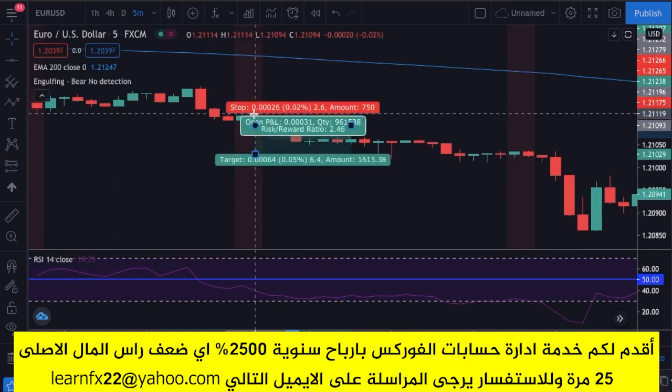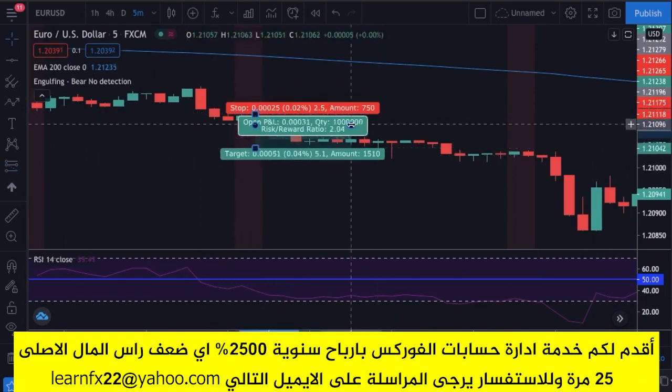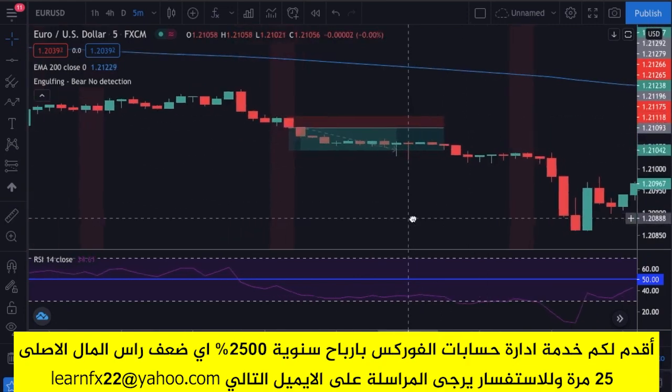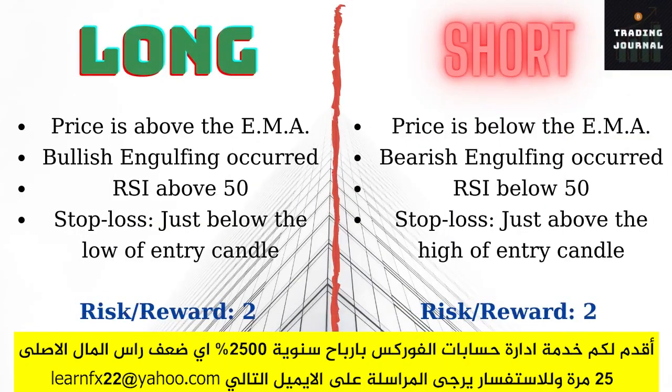I will open a position at the close of the second candle, our stop loss will be just above the second candle this time, and the risk-reward ratio will be 2. This trade was also a winner. I believe it is time to share the cheat sheet I promised during the video. Feel free to pause, and take a screenshot.